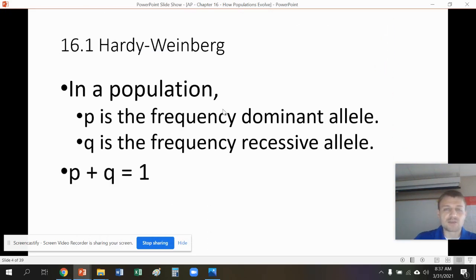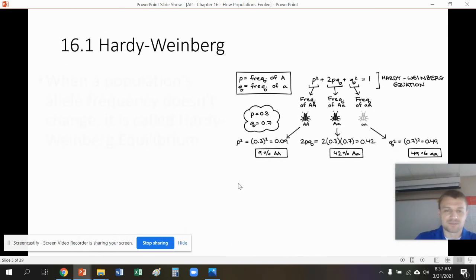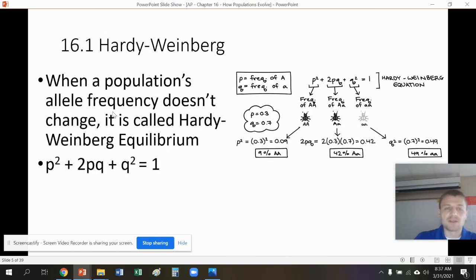All right, this is where we're going to get a little bit mathematical, and I promise you it's not that bad. But in a population, you have the dominant versus a recessive allele. P is going to represent the dominant allele, while Q is going to represent the recessive allele. And our first equation is p + q = 1. And just think about 1 as being 100%. When a population doesn't change, we call that the Hardy-Weinberg equilibrium, and we use this other equation.